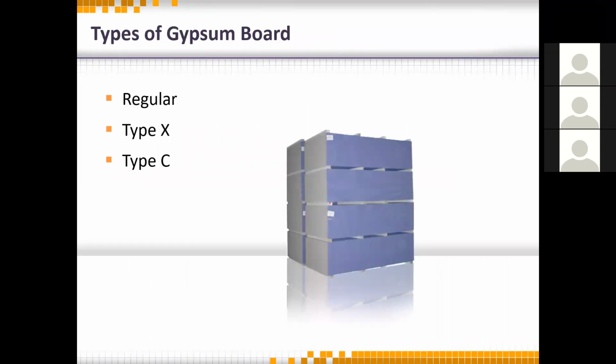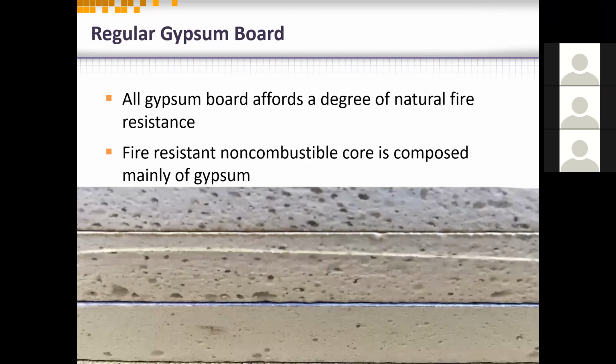So I kind of gave you a preview of what I'm going to talk about next when you look at the different board types. The first one you have is regular, then type X, and then type C. So let's take a look at those. The regular is just a plain old piece of gypsum you would go to the store and get and put up in your house. It's got some fire resistance, but it's really only going to get you 30 to 45 minutes. If you want a UL rated system, for 1 hour and 2 hours, you're going to have to take some extra steps.